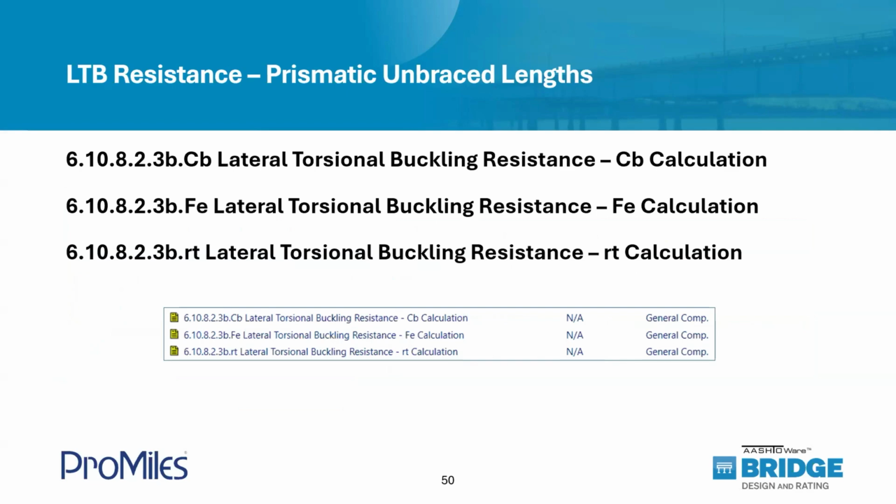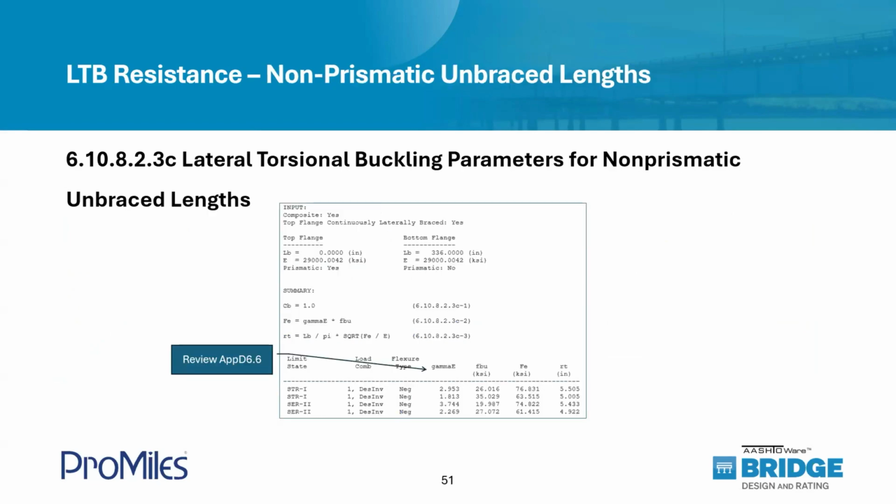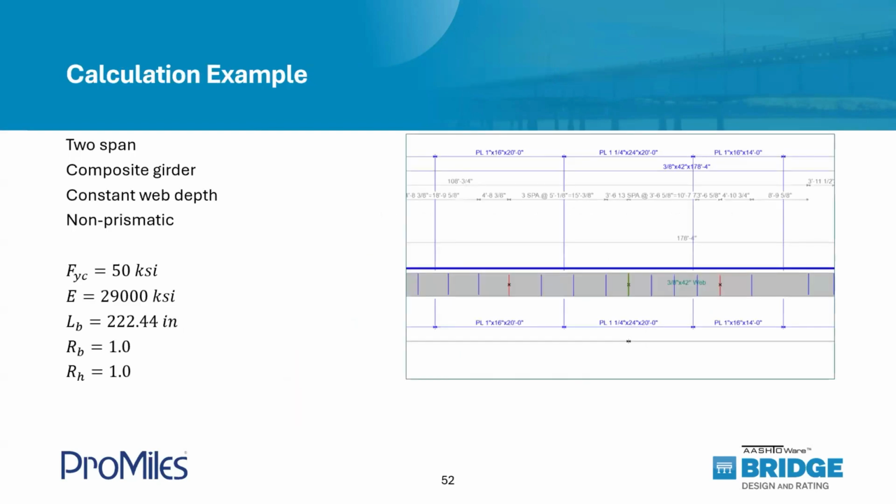These are the prismatic parameters. These are going to be similar to the 9th edition calcs, except Cb as previously discussed. For non-prismatic unbraced lengths, all of these parameters are a function of gamma e. And then to figure out how gamma e is computed, you'd review the output from Appendix D6.6, which will have articles based on Method A or Method B, depending on what you have selected.